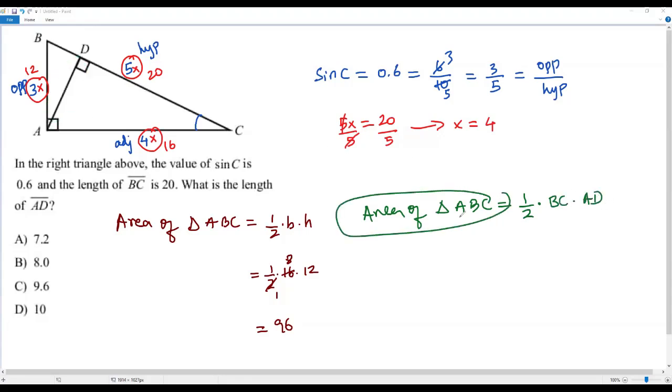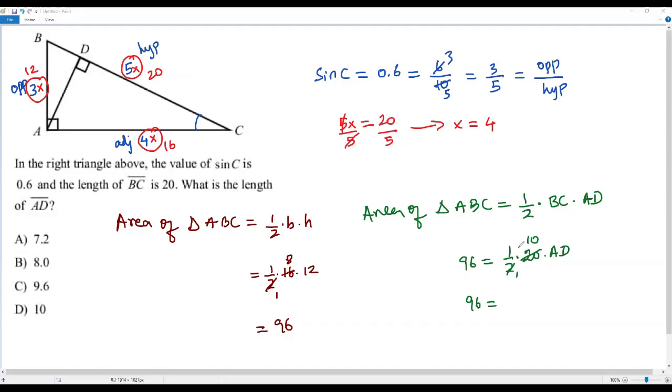We already have the area of triangle ABC, which is 96, so we plug it in. Then we get 96 equals 1 over 2 times 20 times AD. 2 goes into 2 1 time and 2 goes into 20 10 times, so 96 equals 10 times AD. Our aim is to find the length of AD, so we divide both sides by 10. The 10 cancels out, and 96 divided by 10 is 9.6. On the right side we have AD. So the length of AD is 9.6 units. We find 9.6 in answer choice C. The correct answer choice for this question is C.